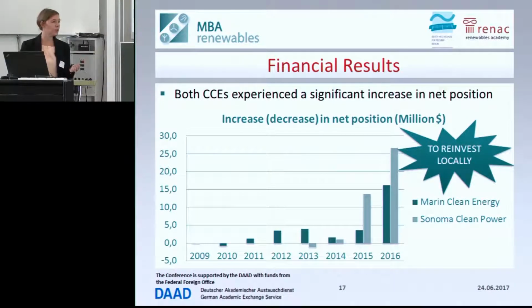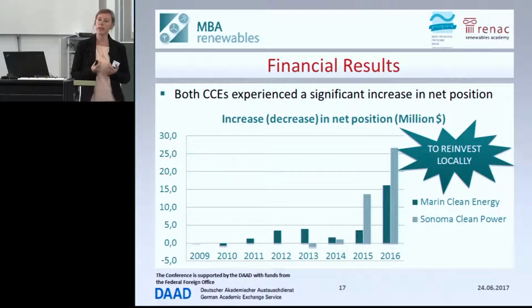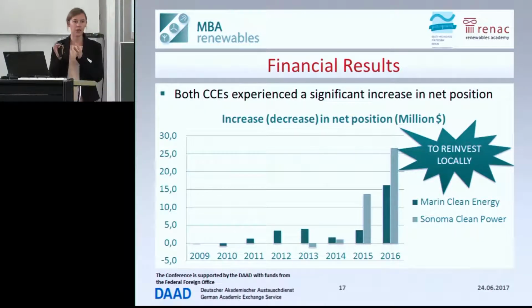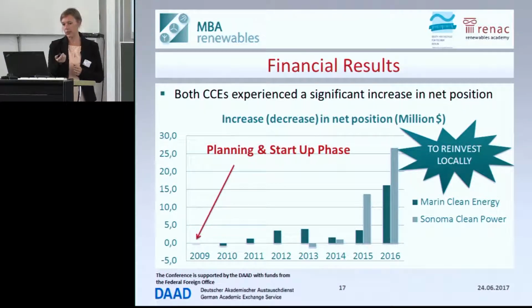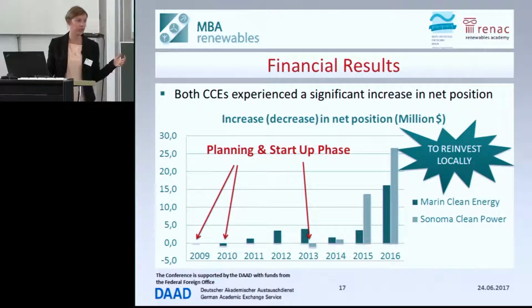The main thing of community choice energy is that the money stays local. That means the city decides what to do with the so-called profit that today goes to the shareholders, so the utility. And so the profits stay local, and the city decides what to do. As I mentioned, the only time there was a decrease of net position was during the planning and startup phases. That means it's profitable since the first year of operation, basically.